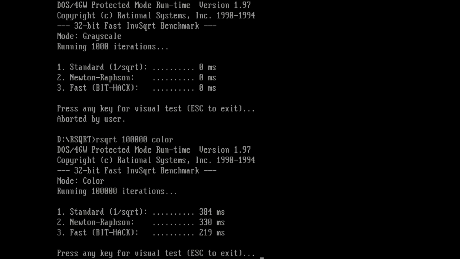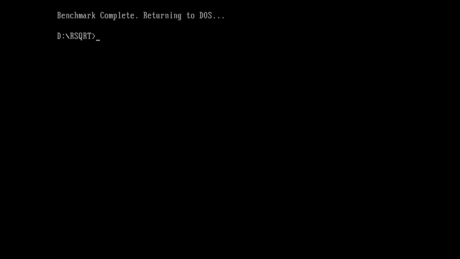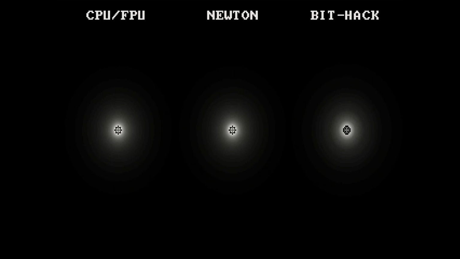So let's have a look at our color circles. And here they are. This is basically exactly the same as what we have seen before. So that's cool, but let's also check the grayscale. And let's run it again. So here's proof again. The benchmark finished in 400 milliseconds for the standard math, 330 for our Quake 3 Arena version, and 219 milliseconds for the version without the Newton refinement. And our grayscale circles also look exactly identical to what we have seen on our 386.